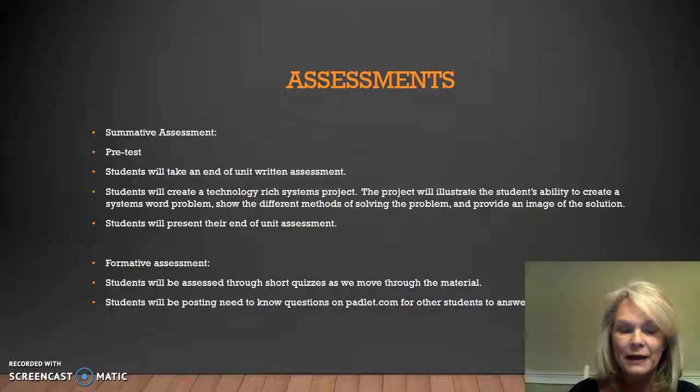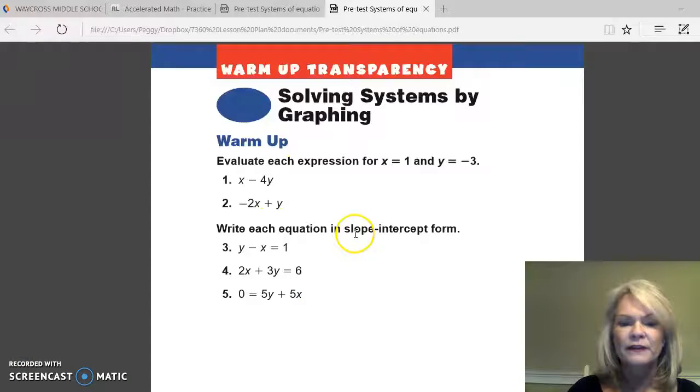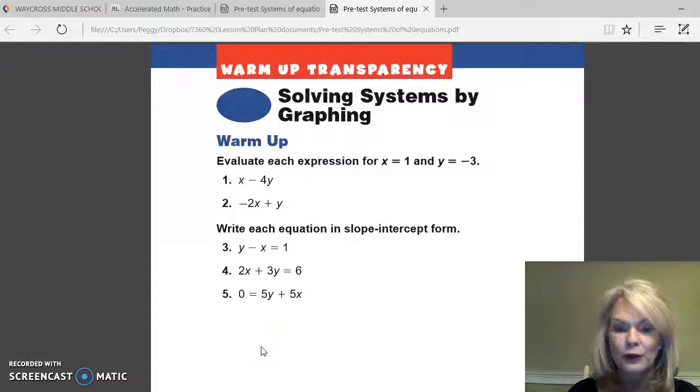Students will be assessed at the beginning and all the way through to the end of the unit. We will give a pretest. The pretest will evaluate that students can evaluate by plugging in values for variables and solving them, and also that they will be able to rewrite an equation from standard form to slope-intercept form, or vice versa.